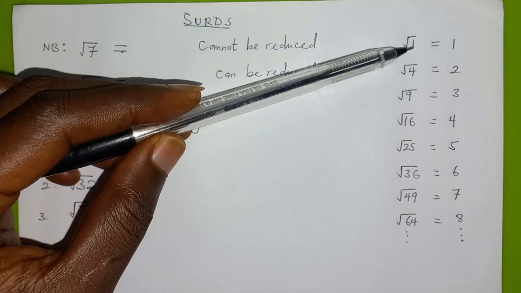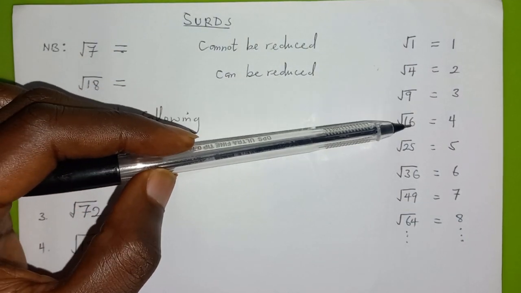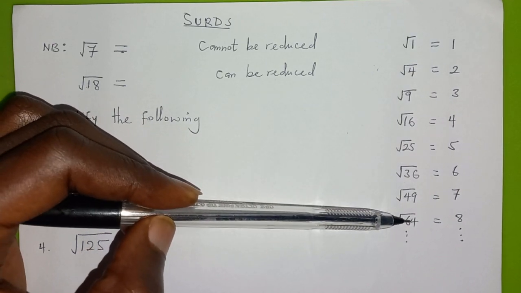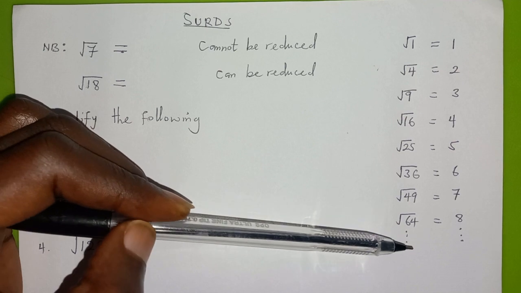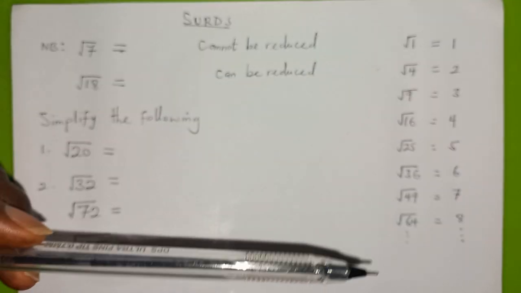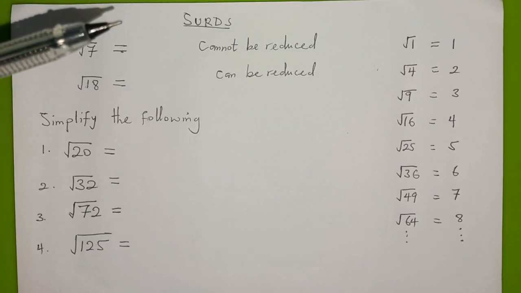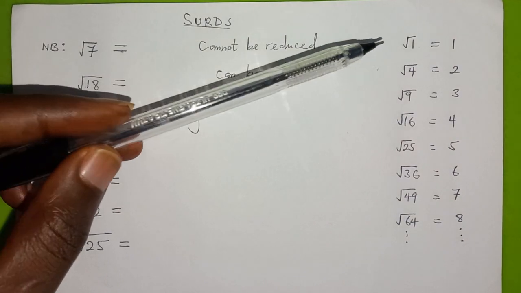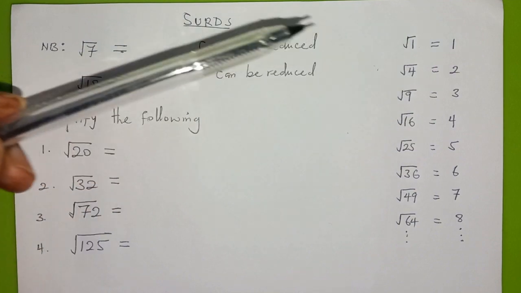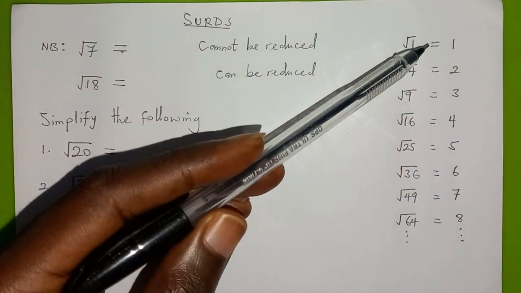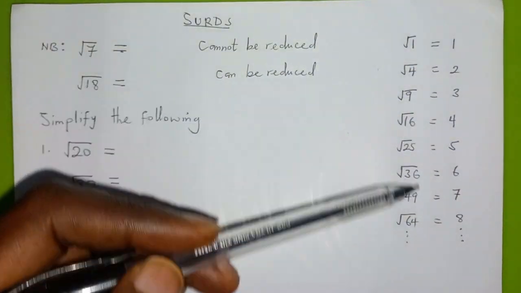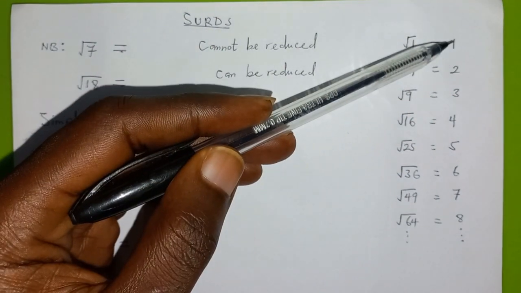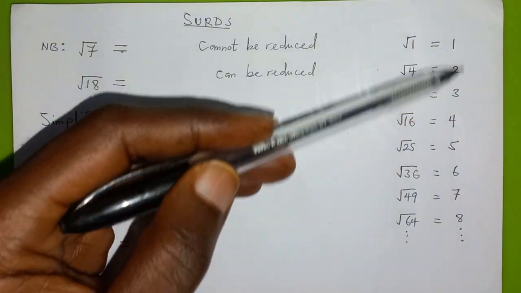So look at these numbers: 1, 4, 9, 16, 25, 36, 49, 64, 81, 100, 121, and so on. These are the numbers that we refer to as perfect squares. Anytime you pick the square root of those numbers, you are going to get a whole number. So these are some of the examples, and if you pick the square root of these numbers, you are going to get these results.